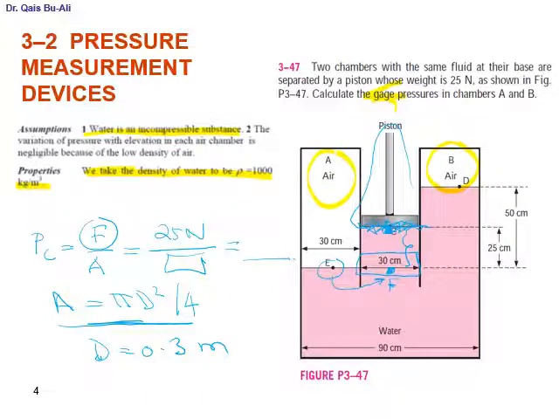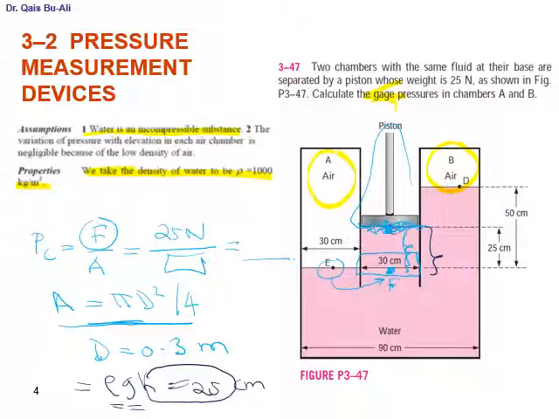Once you get PC, you add to it the pressure caused by this head. This pressure is equal to rho g h, where the density is known, g is known, and h is this head here, which is 25 centimeter. Once you add these together, you will get the pressure PF at this point.